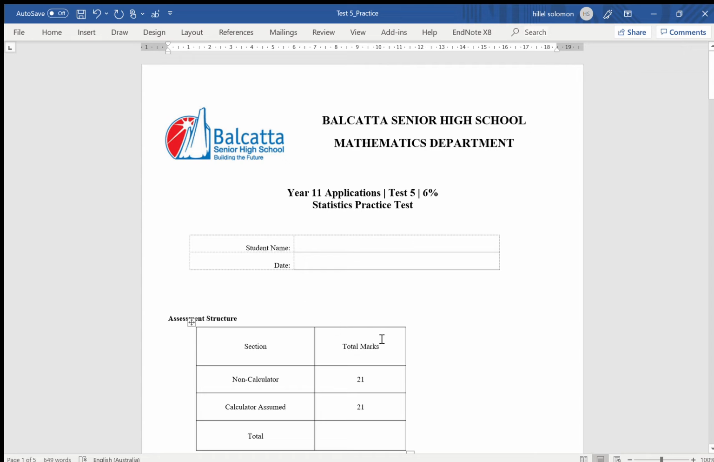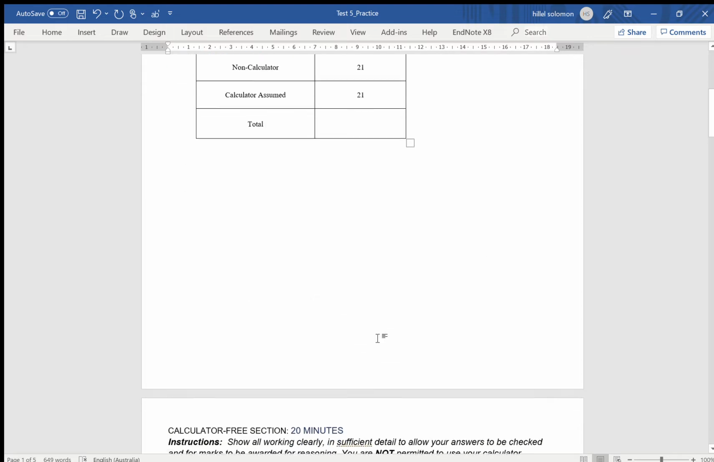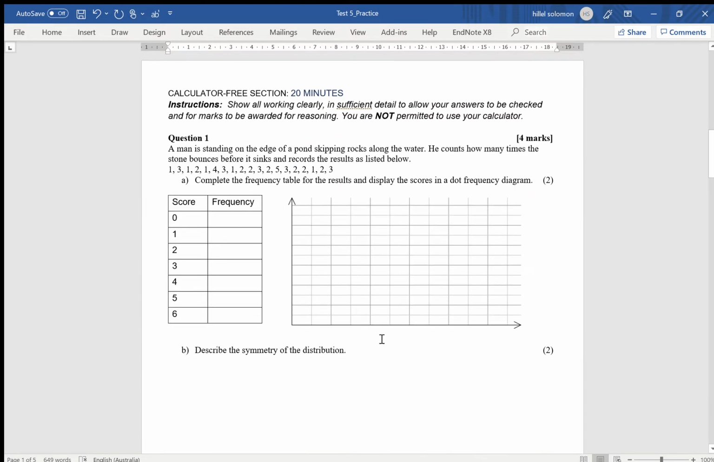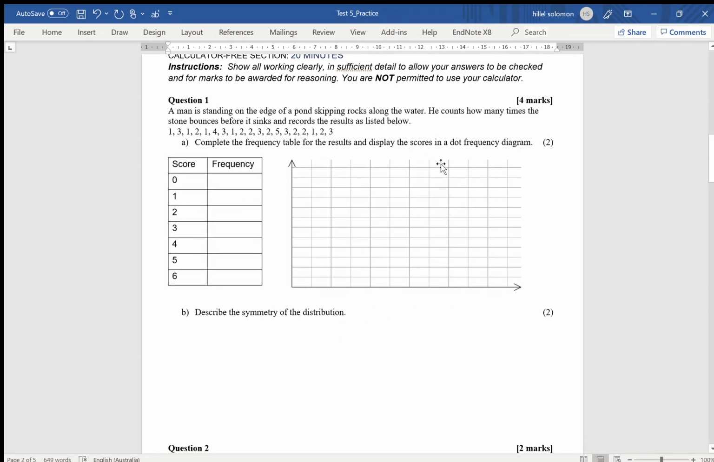I'm going to go through the practice test I've given you for our stats topic. Let's make a start. The non-calculator section, question 1. A man is standing on the edge of a pond skipping rocks along the water. He counts how many times the stone bounces before it sinks and records the results as listed below. Question A. Complete the frequency table for the results and display the scores in a dot frequency diagram.